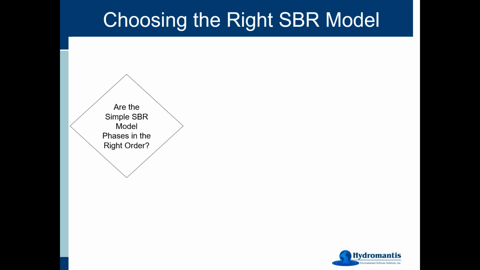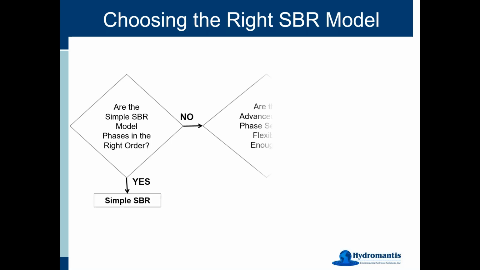So basically, the little flowchart that you can use to decide which kind you need is just ask yourself, are the phases that are in the simple SBR model the ones that are in the right order for what I am doing? And if yes, then use it. If not, then move over to the advanced. By the way, I'll just reiterate that it shows you those 7 phases there. You don't necessarily have to use them all. You can skip over a few, if they're not relevant to you, by just setting a duration of 0.